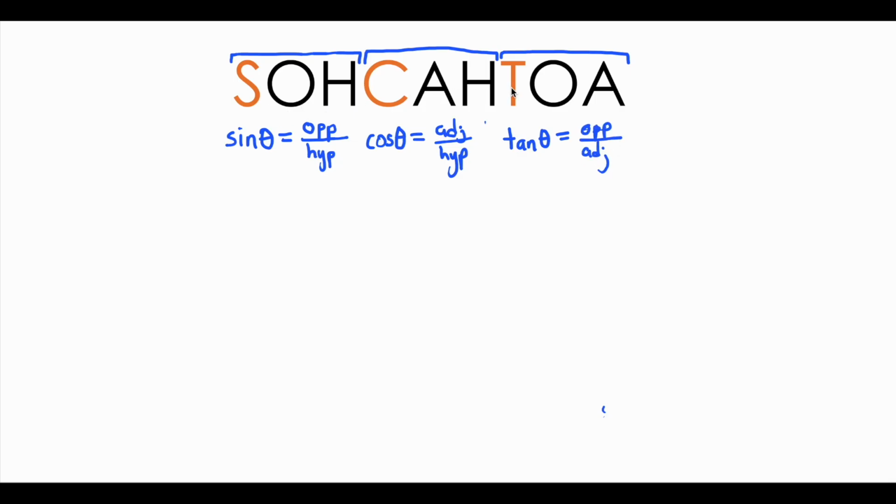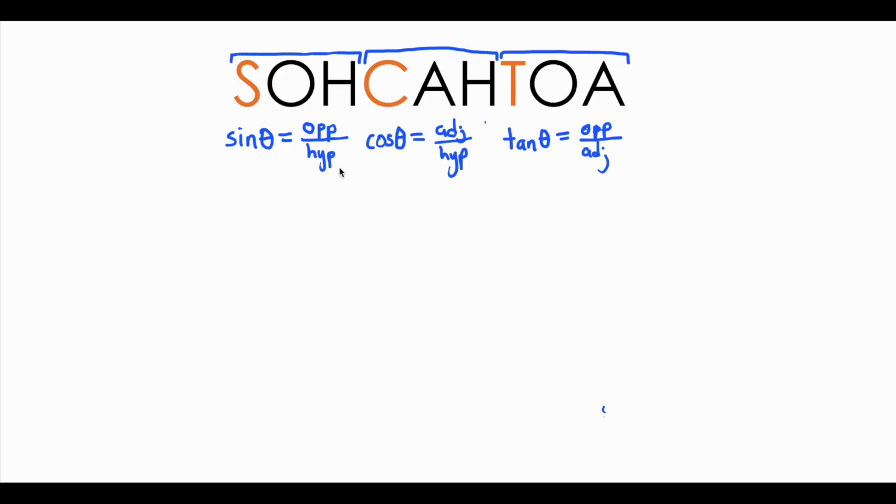Remember, this is kind of like soca music, you know, like soca. So you see how we have SOCA, but we just have that extra H. If I was to take this out, we have soca. Just imagine spelling the word soca with an H. And then we have Toa. So Sohcahtoa. That allows us to remember these formulas. So we know that sine is opposite over hypotenuse, cosine is adjacent over hypotenuse, and tangent is opposite over adjacent.